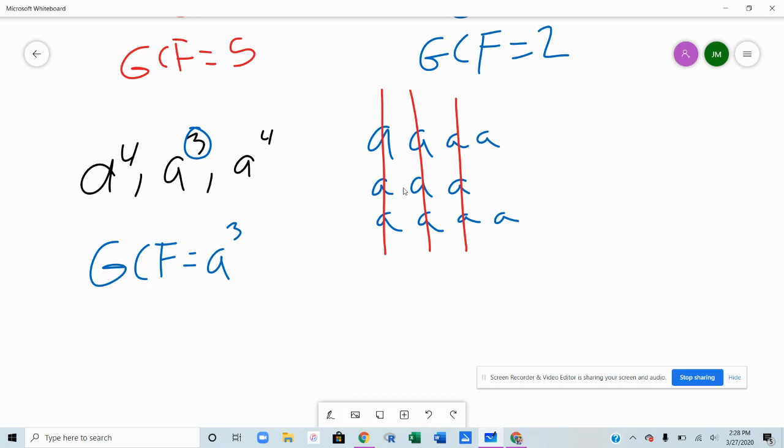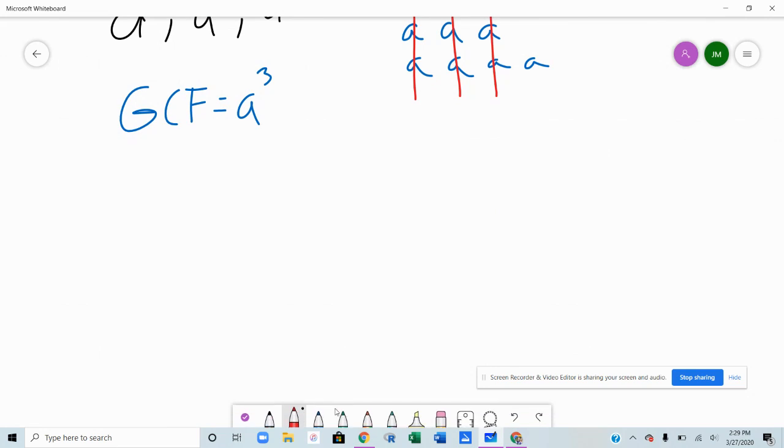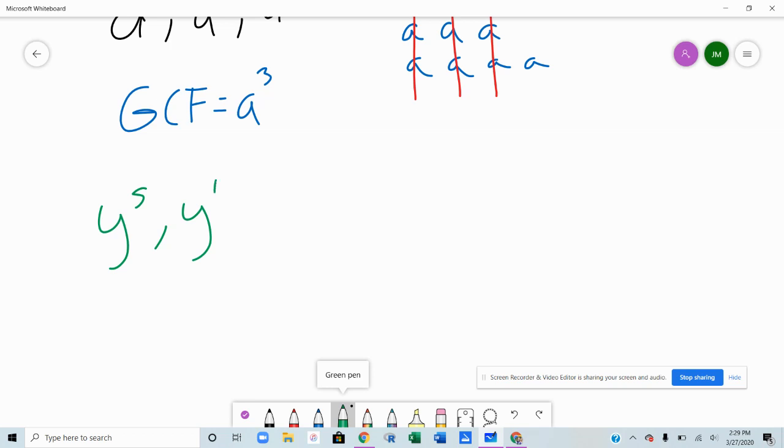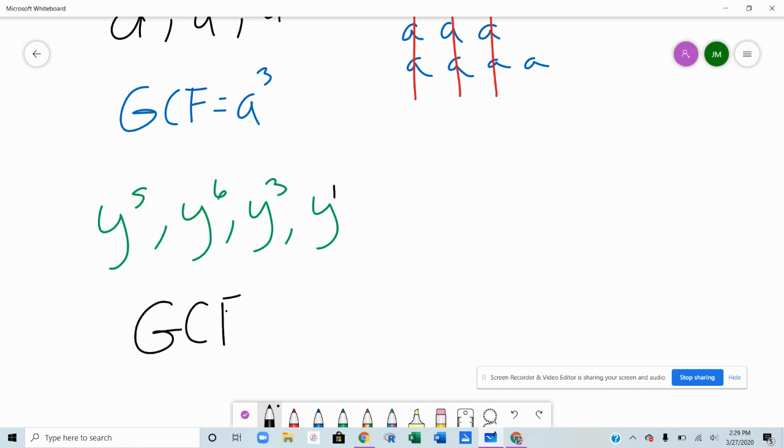Either look for the smallest exponent, or in this case, you can write them all out and then cross out. Another example. Y to the 5th, Y to the 6th, Y to the 3rd, and Y. So my trick was to look for the smallest exponent. This one has a 5, a 6, a 3, and a 1. So the smallest exponent is the 1, which means your GCF is Y, or Y to the 1st.